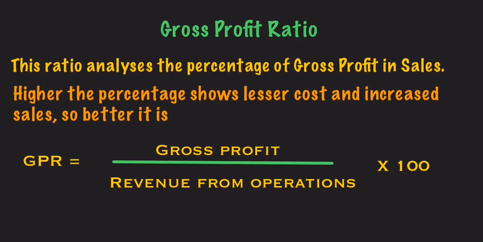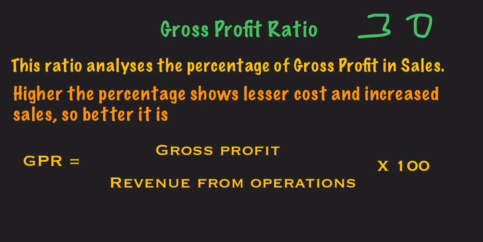Say the sales are rupees 100 and the gross profit is rupees 20. So we can say that this is a 20% profit. In another case, if the gross profit of the company is 30 and the sales of the company are 100, that means the company is earning 30% gross profit. It means that in the second case, the percentage of GP is higher. That means the company is earning more gross profit.